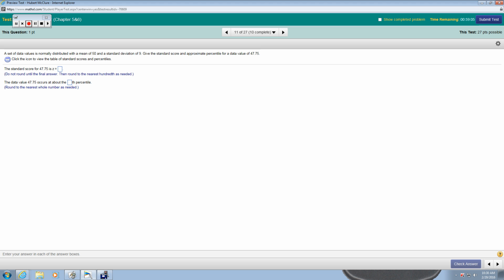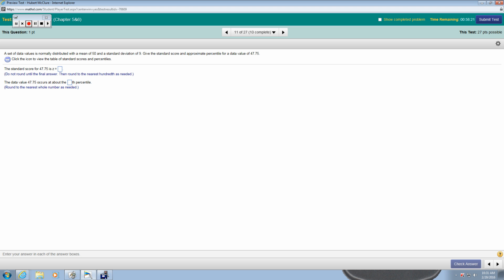I've been telling y'all to draw a picture on these. It's best if you draw a picture because sometimes they may ask you something different. 59 and 65. No, 68. And 41. And then 22 or 32. Okay, so that takes care of this right here. Normally distributed with a mean of 50 and a standard deviation of 9. That takes care of that. That means draw a picture.